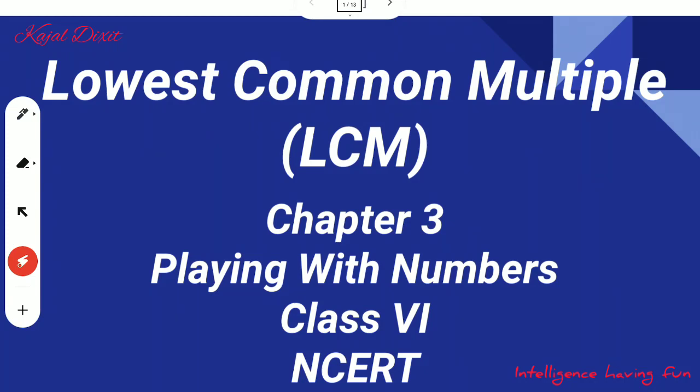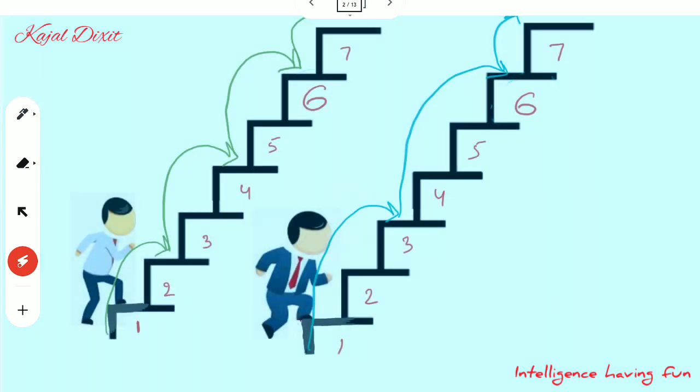Hello students, today we are going to discuss the lowest common multiple, commonly known as LCM, from chapter number 3, Playing with Numbers, of class 6. Let us start with an example.